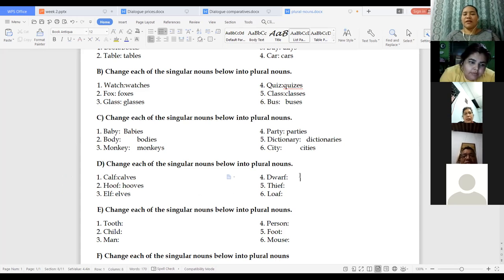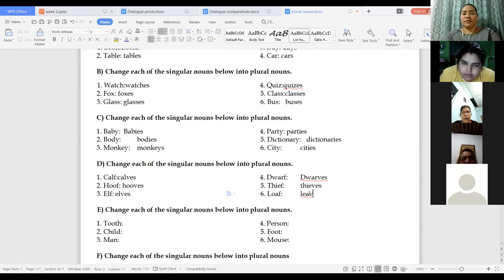Elves. Okay, elves. What about this one? Start with... Wolves. Wolves. What about this one? Enanos. Thieves. Ladrón. Yes. And this one? Leaves. Good job. Yes. Question so far about this?